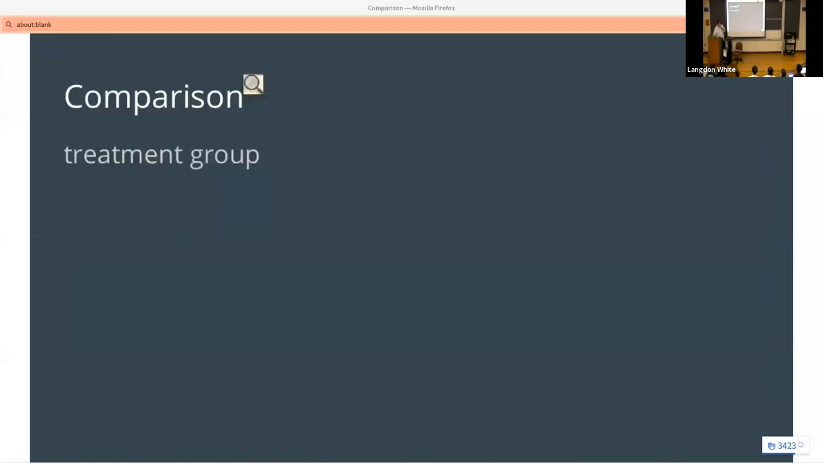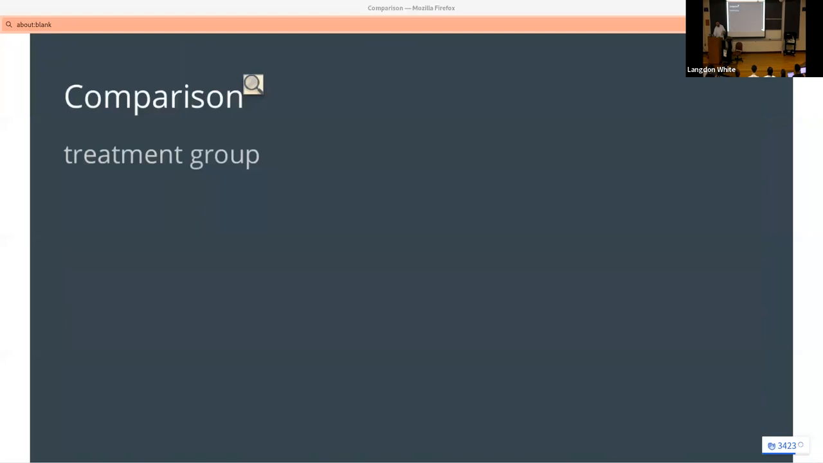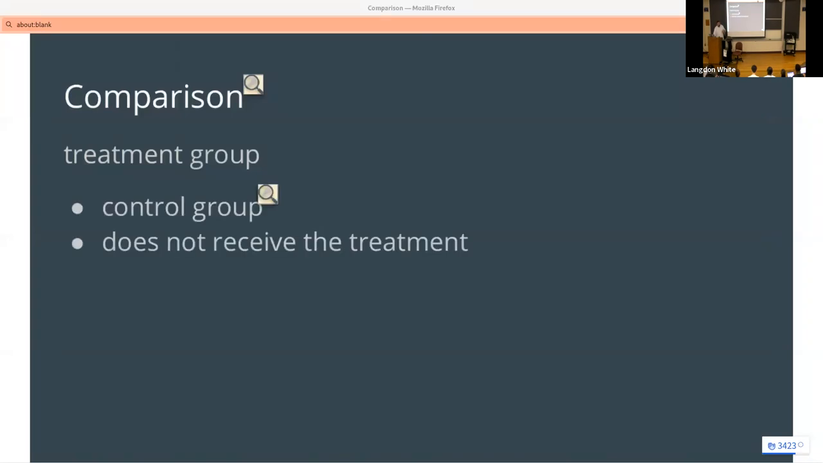All right, so what we can do is a comparison. Now we have two treatment groups. I can never remember the name of these companies: the Southwark and Vauxhall Water Company people who are drinking that, and the other group, which is the Lambeth. The treatment is, what we have here is what's called a control group, which is the group that you are not treating. And then you have the treatment group.